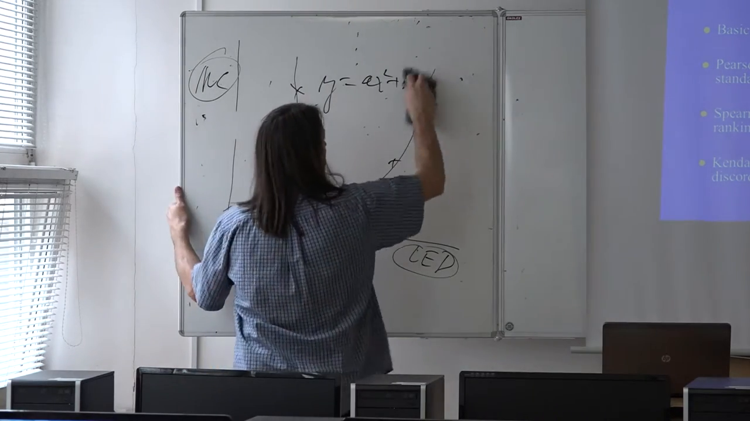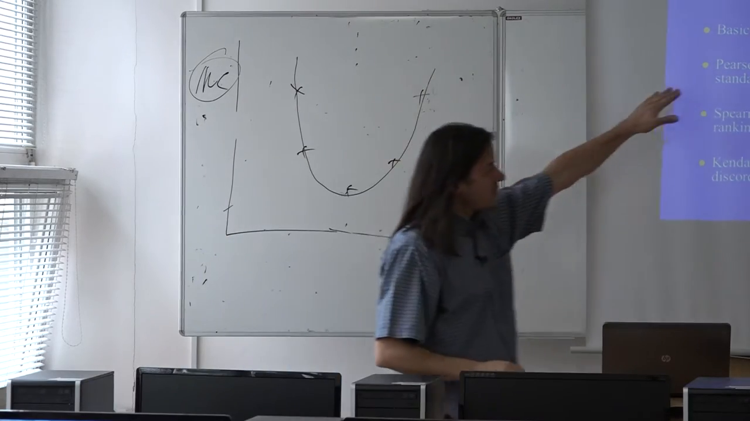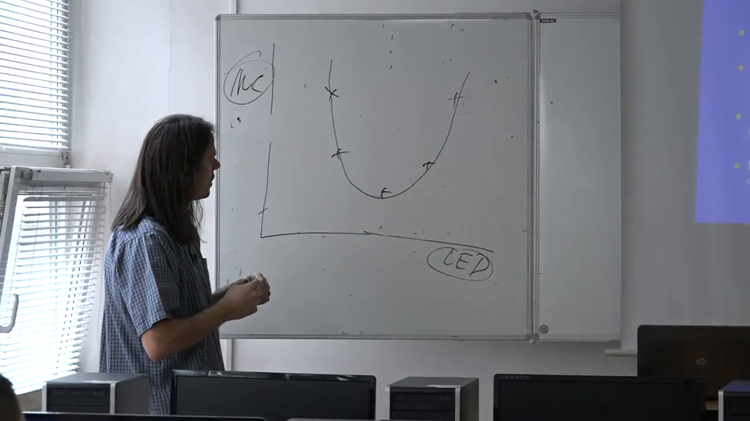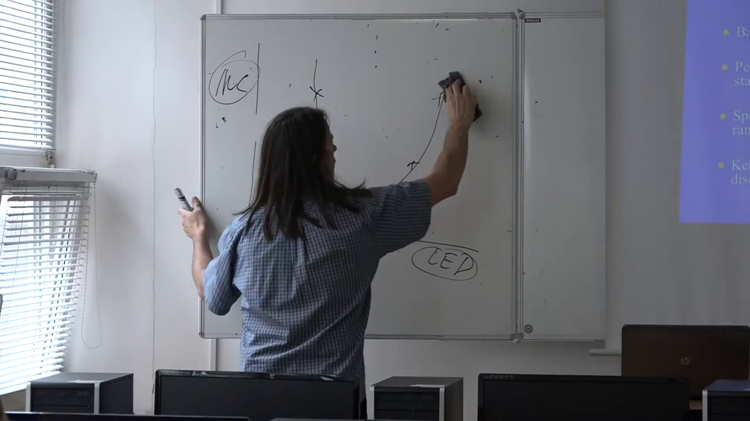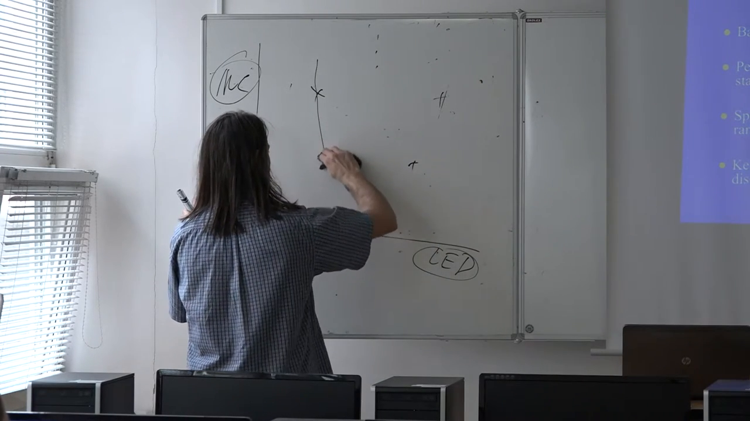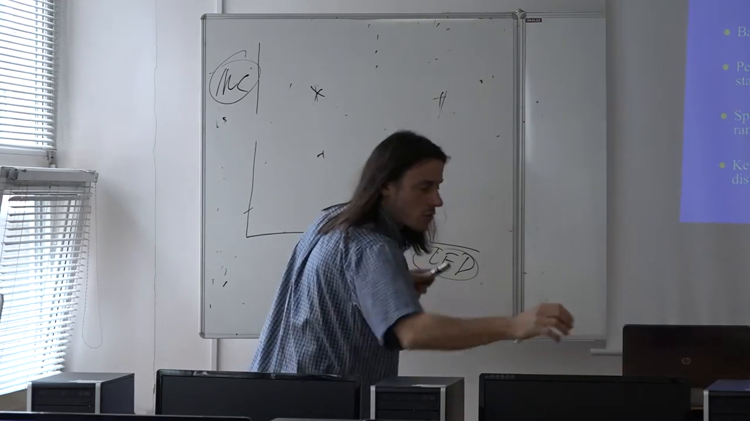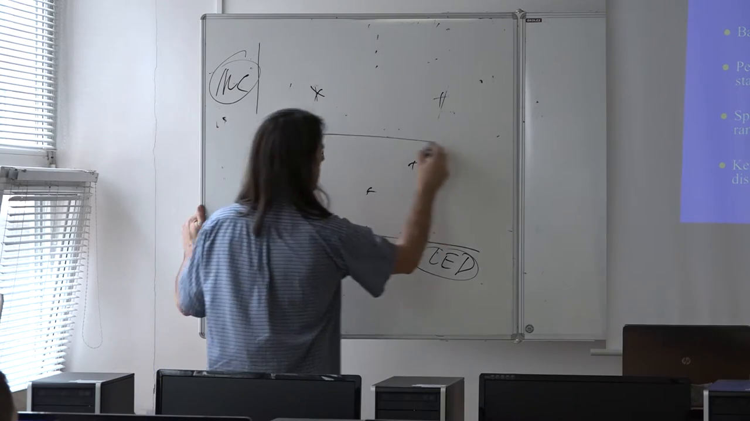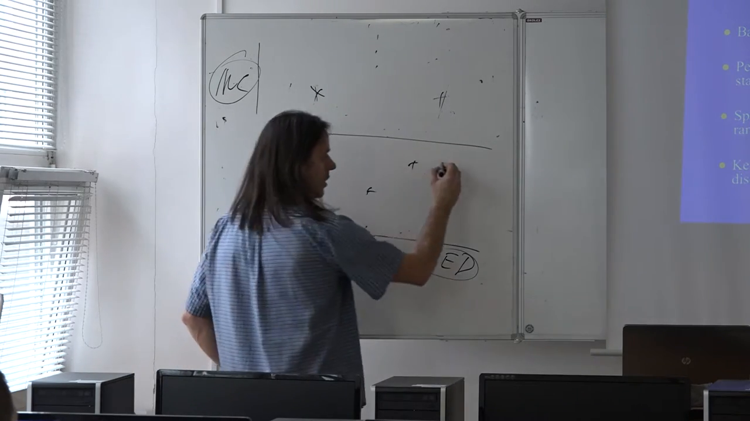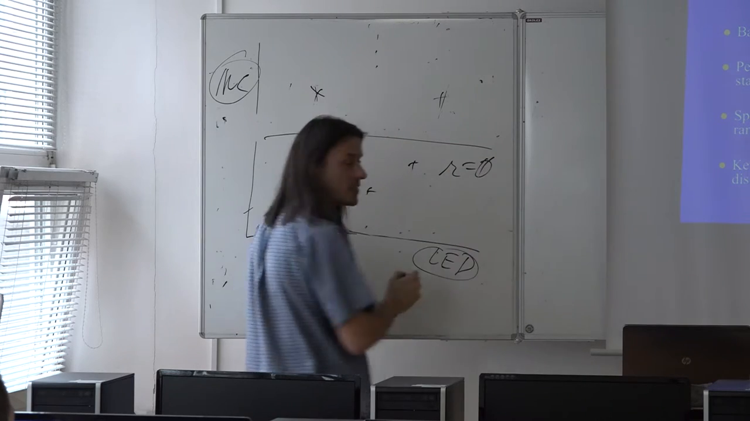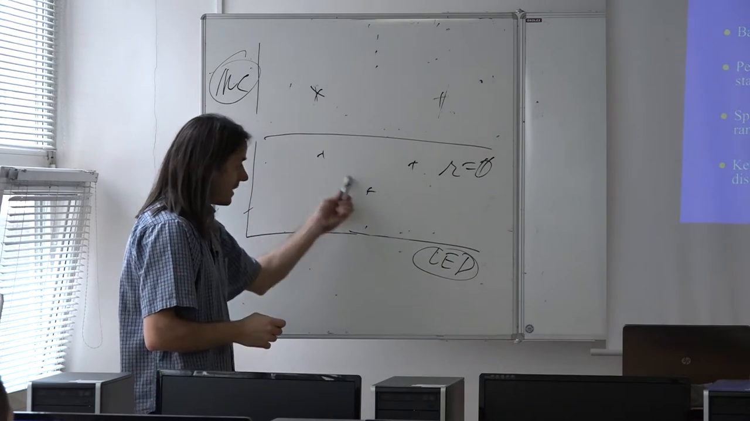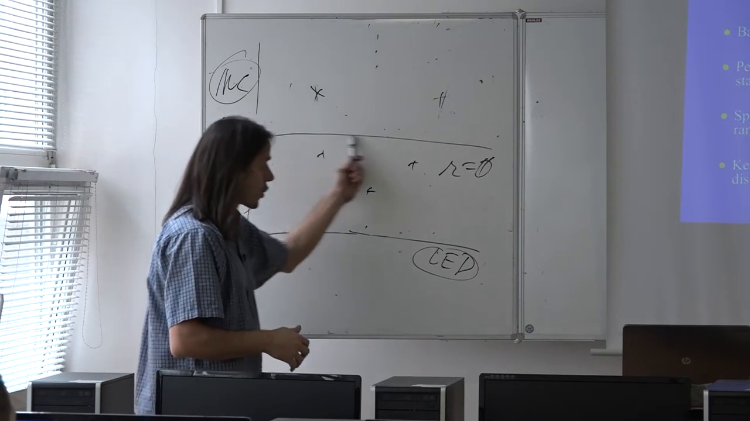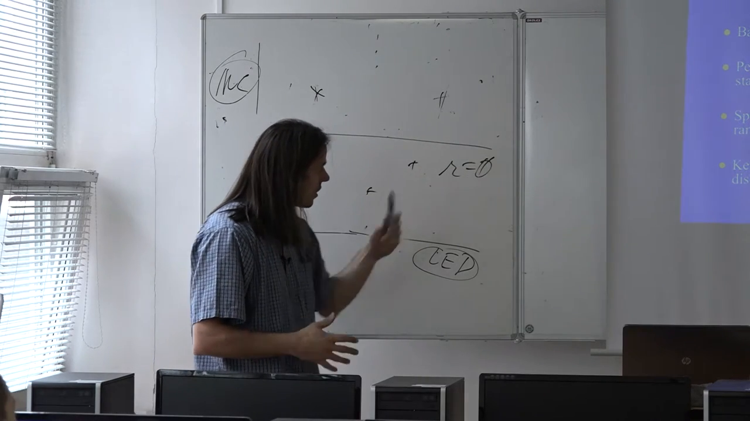But according to Pearson's covariance and standardization formula, we would say, okay, these points are strange. If I would like to fit some line into this picture and to compute the correlation coefficient according to Pearson, I would say the best line for this data would be like this one, and according to Pearson, the correlation coefficient would be zero. So these variables are not independent, but according to the linear style of this relationship, they are independent.